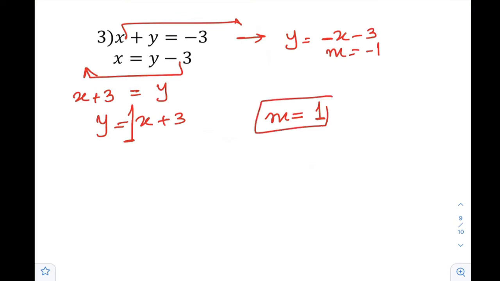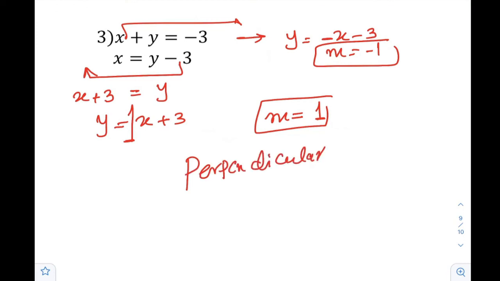Slope 1, slope negative 1. What happened? Slope 1, negative 1. Are they perpendicular, parallel, or neither? As you see here, if you multiply 1 by negative 1, you will get minus 1. So they are also perpendicular. If it is none of the cases, meaning they are not equal and their product is not minus 1, you will write just neither.